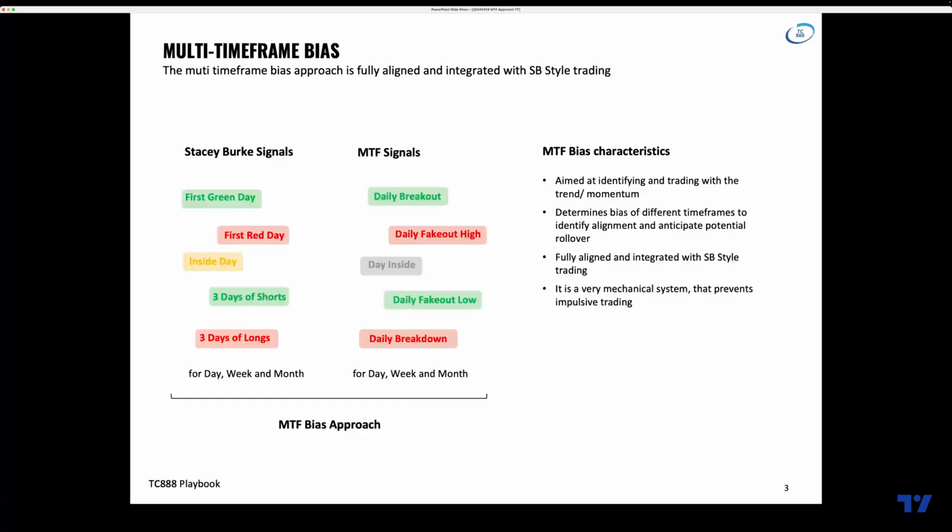So if this happens to you, then this might be exactly something that helps you, because we developed an approach that looks at the bias of different time frames. So looking at breakouts, fake outs, inside days, and determines across different time frames the overall bias. So this is aimed at identifying and trading with the trend and with momentum.